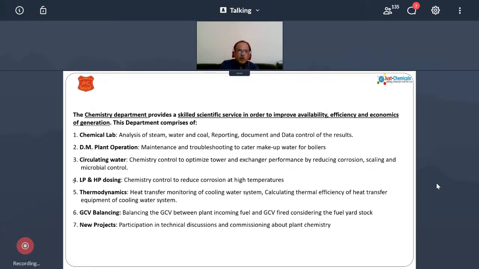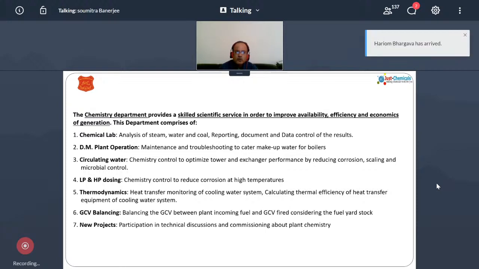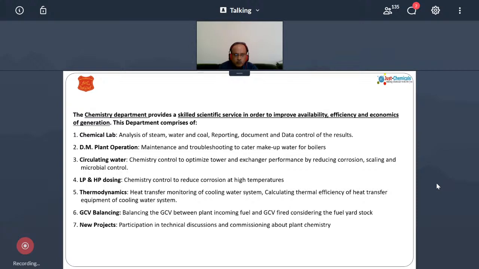Now we have in India many supercritical power stations where HP dosing is eliminated, and the steam cycle goes into a single cycle. Both phases exist throughout the cycle. It will be a once-through cycle. There is no drum nowadays in supercritical stations.